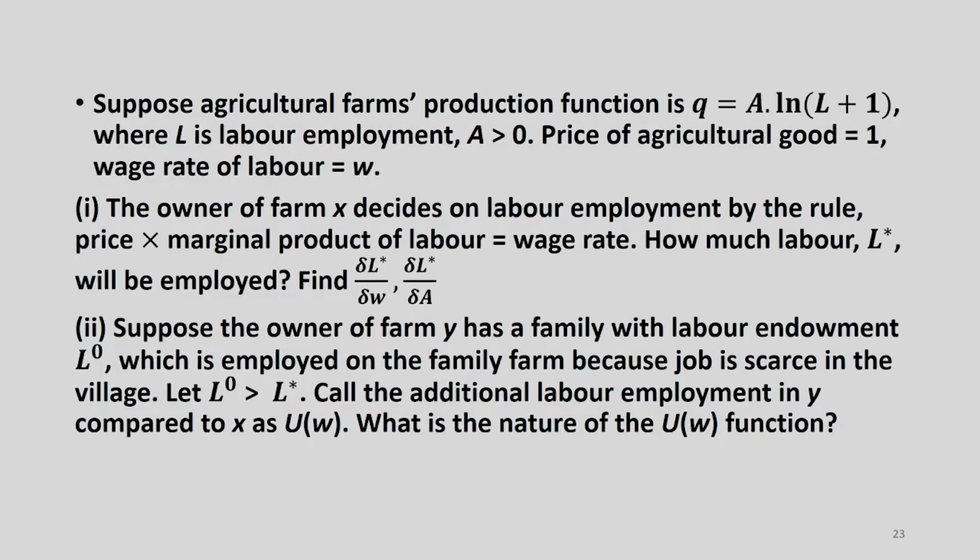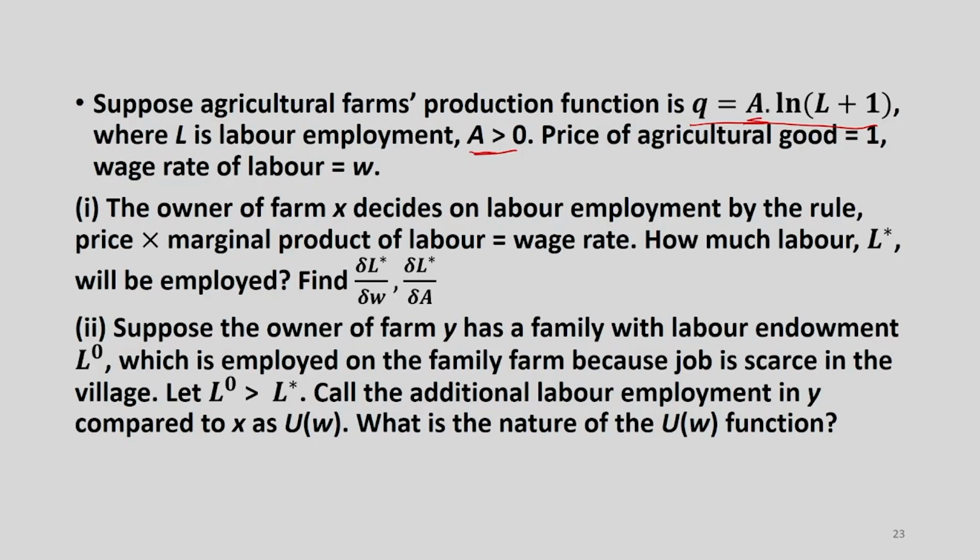Suppose agriculture firm's production function is given by this: Q is equal to capital A multiplied by log natural of L plus 1, where capital L is labor employment, and capital A, which is multiplied with this log function, is greater than 0. Price of agricultural good is given to be 1. Wage rate of labor is W, small w. So, this is the setting.